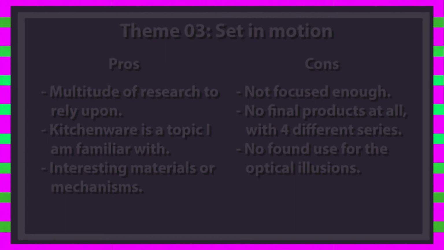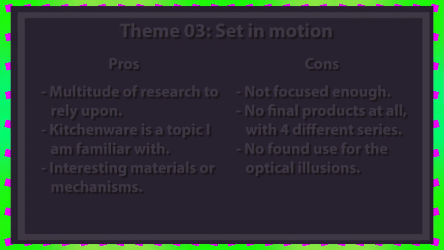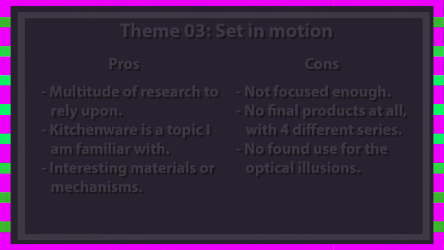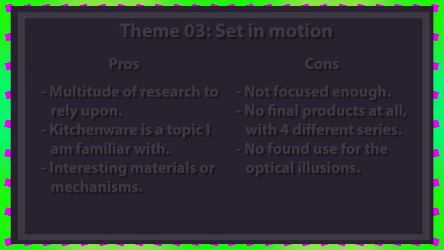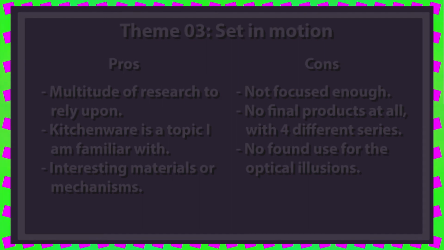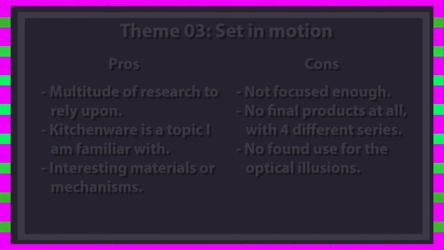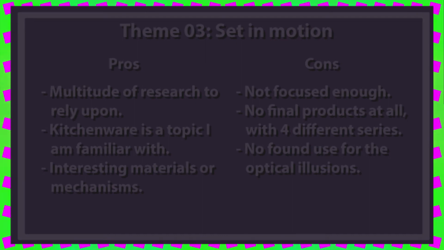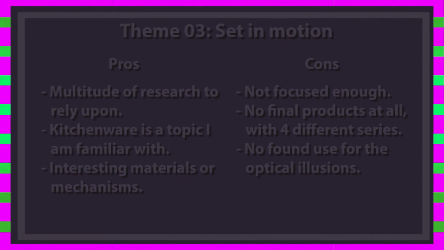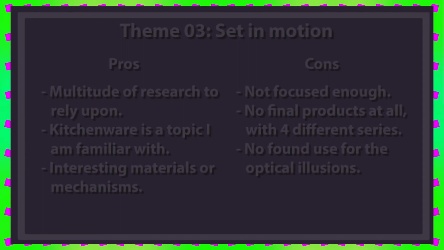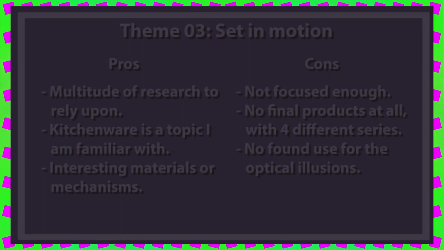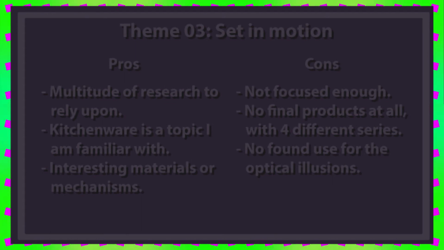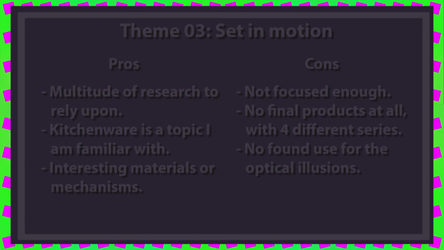Of course I have negatives too, with those being that a lot of my products aren't focused enough. A lot of the final products I came up with were just kind of all over the place, with the general theme lightly tying them together. To continue on with this idea, I have no final products at all in this theme, with 4 different series, those being my kinetic kitchenware, my artist kitchenware, my optical illusions, and other such things. Finally, the big issue with this theme is that the majority of the research and time I spent was done on optical illusions, of which I can't find an actual use within this theme.